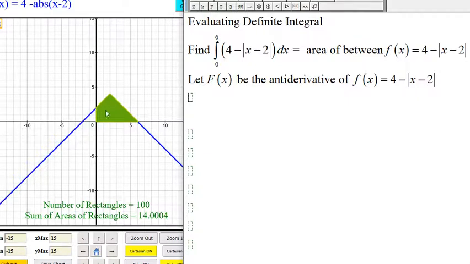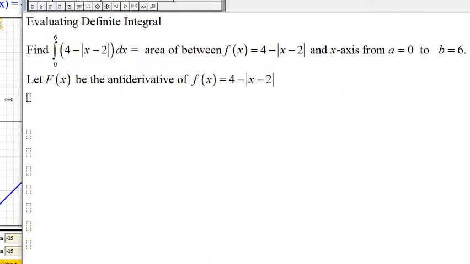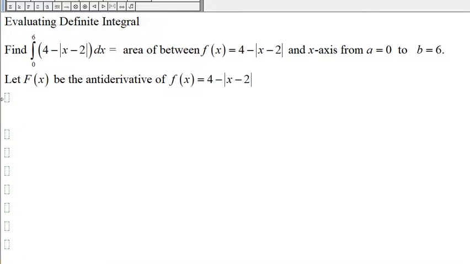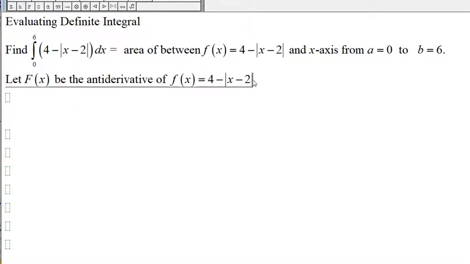This is the graph for the function f of x equals 4 minus the absolute value of x minus 2. Because it's an absolute value, we need to break it up into two regions. We break it up at about 2 here. So we'll find the area of the region from 0 to 2, and then the region from 2 to 6. Whenever we have a function with absolute value, we want to rewrite it using the definition of absolute value.